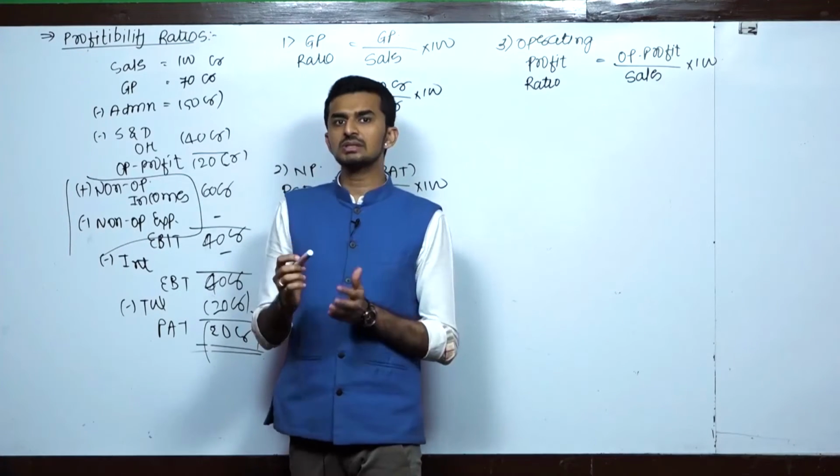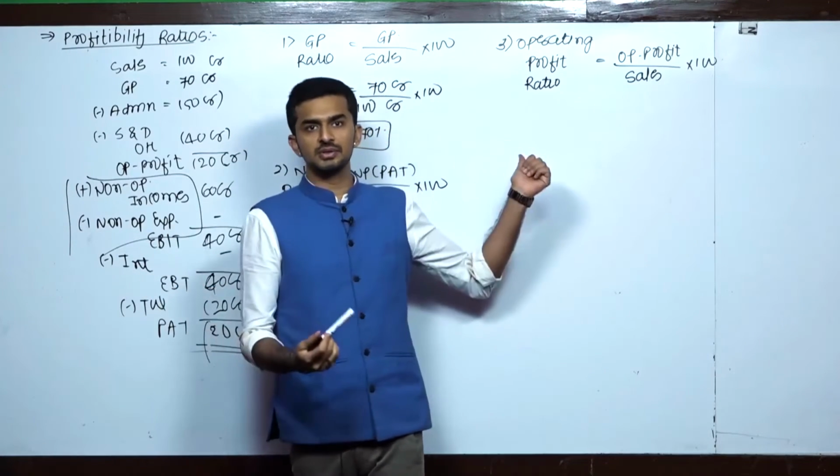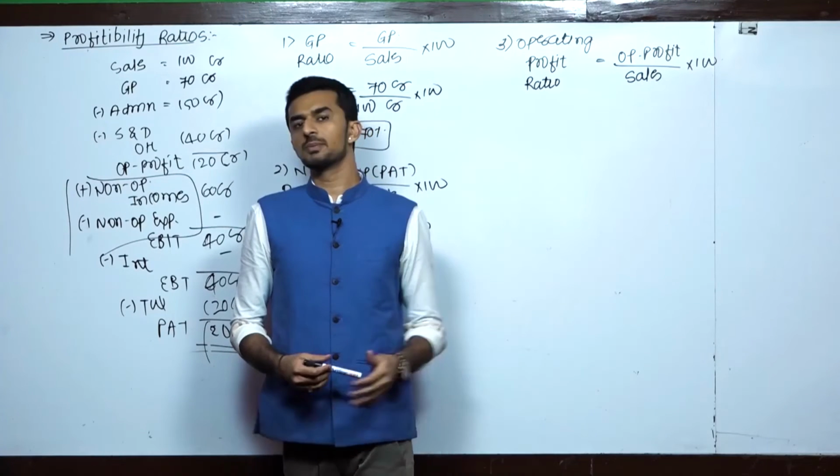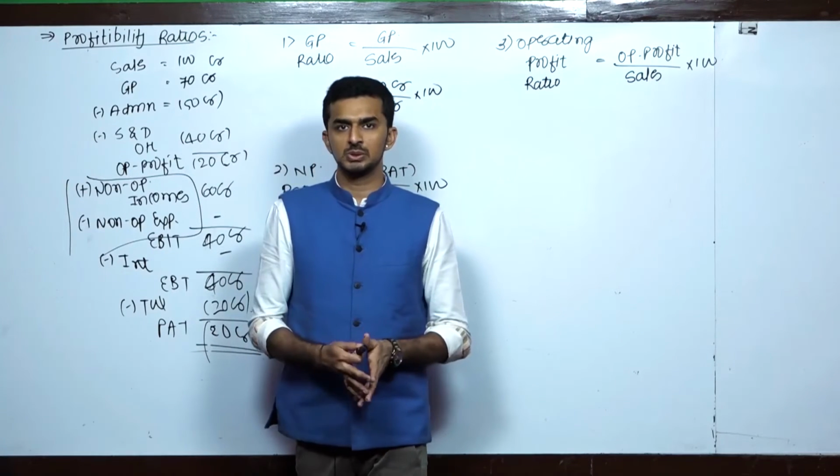So the distortions are not being considered over here, and that's why I'll consider the operating profit ratio as the best ratio, right?